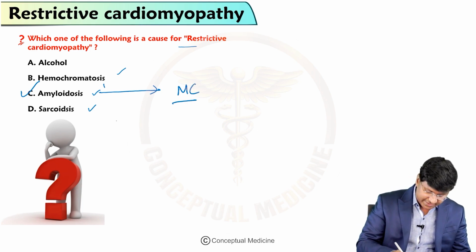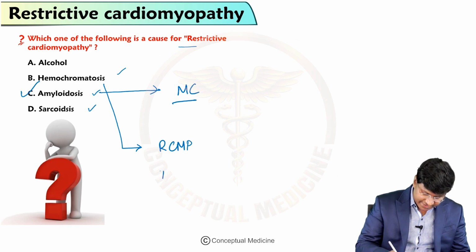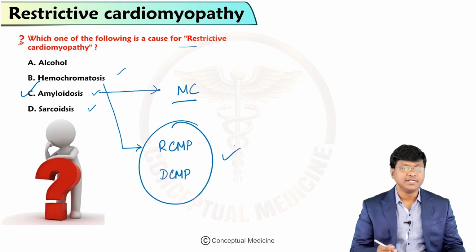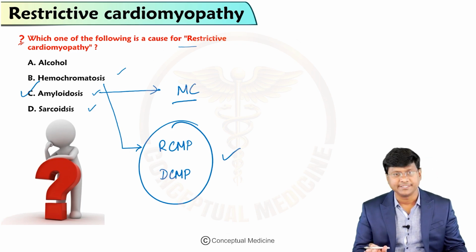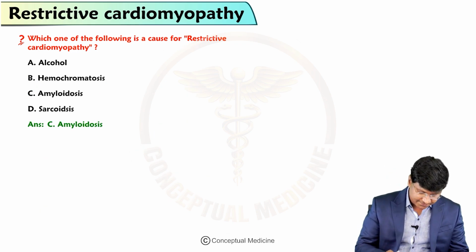And you take this hemochromatosis. Hemochromatosis will cause restrictive cardiomyopathy, and it will also cause the development of dilated cardiomyopathy as well. So with hemochromatosis, any of these can be seen. Now you see the next question.